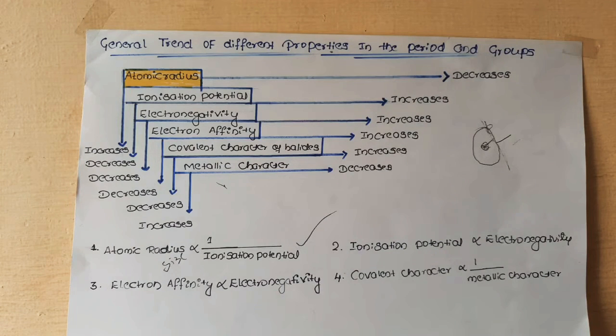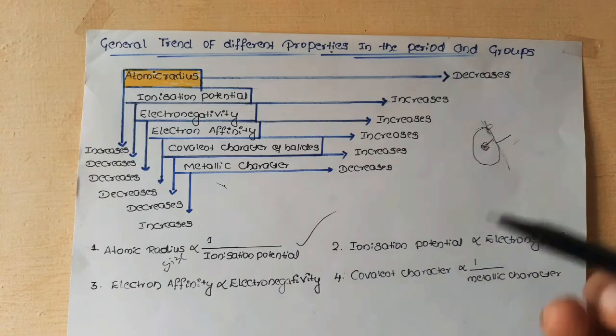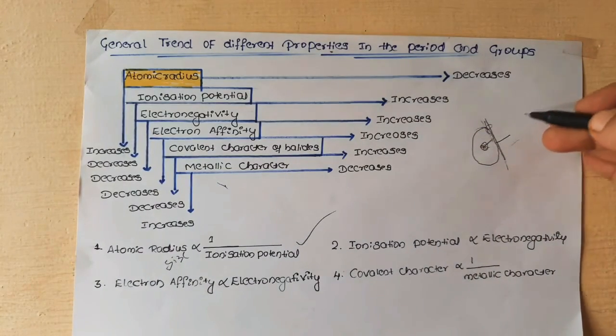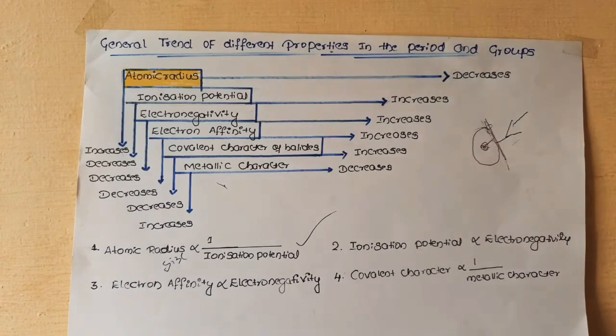As the size increases, dear students, the outermost electrons are already free. They are not finding more attraction. So the incoming electron will not find more attraction, so it decreases.